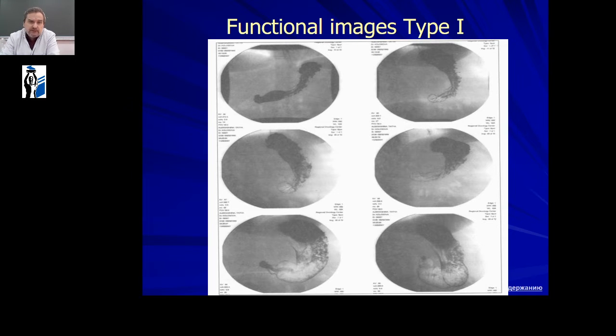Look at this picture. There is contrast stomach radiography. We will see motor activity.